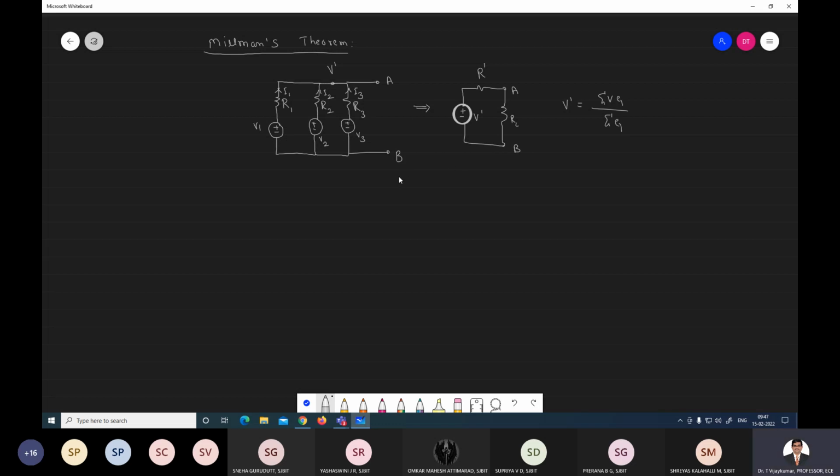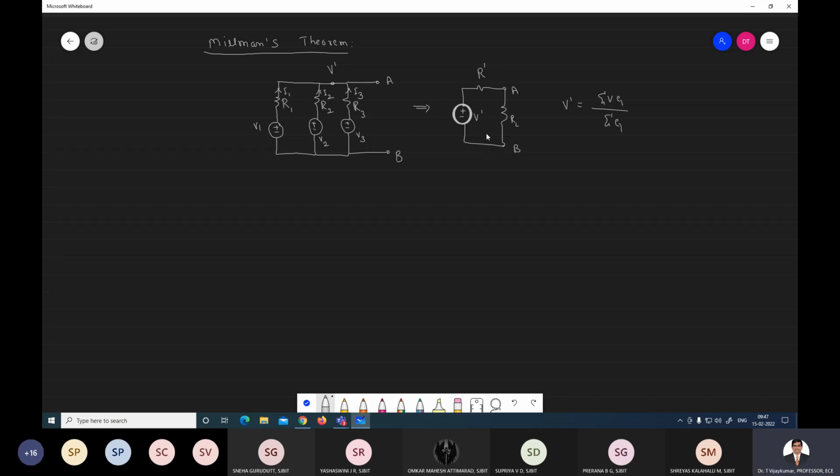So Millman's theorem states that in any network, a number of voltage sources, in this example V1, V2, V3, with internal resistances R1, R2, and R3 as series resistances, connected in parallel, can be replaced by a single voltage source V dash in series with the resistance R dash. Suppose it is an impedance, then we call it an impedance.